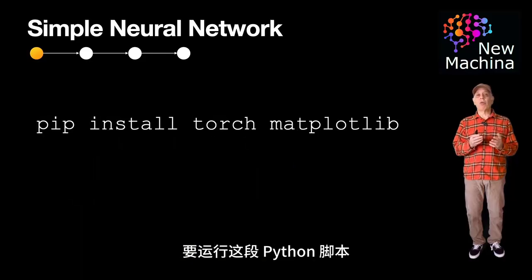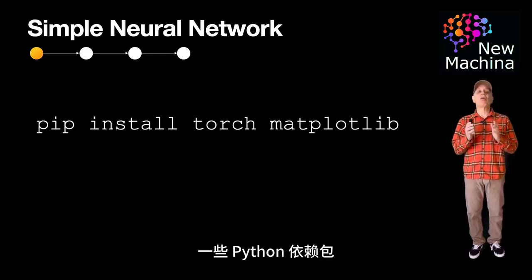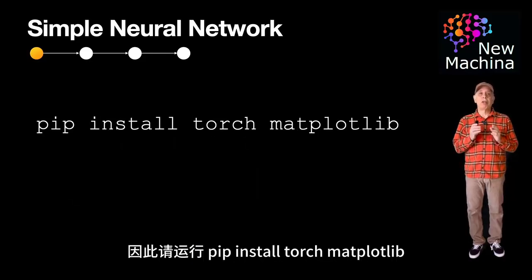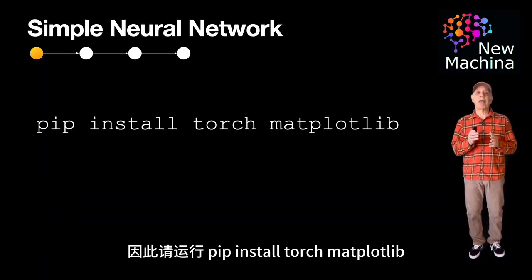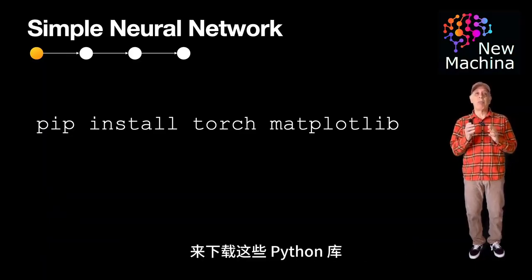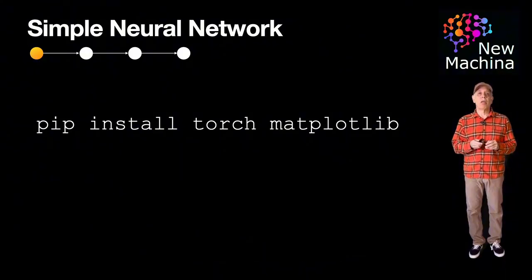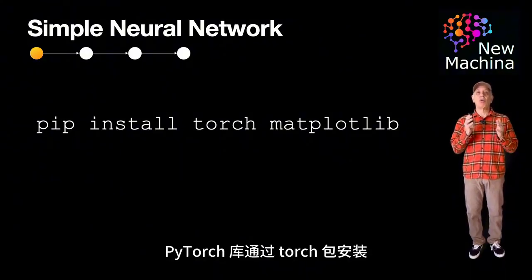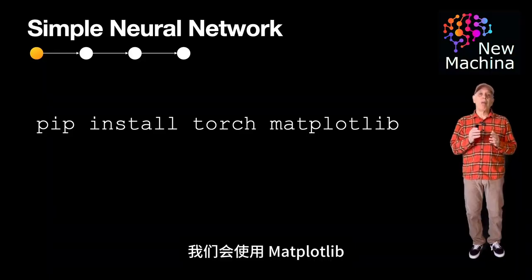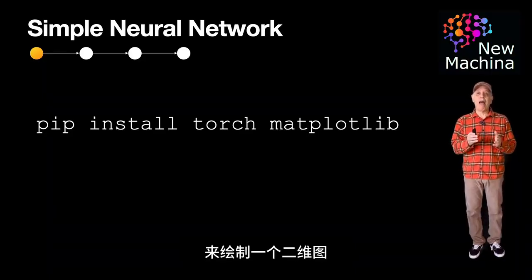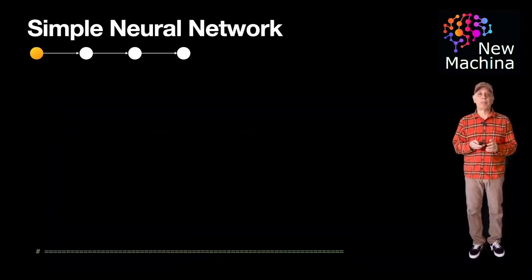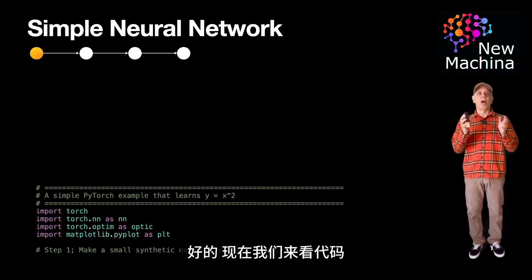To run this Python script, you'll need to make sure to install some Python dependencies. So make sure to run pip install torch matplotlib to download these Python libraries. The PyTorch library is installed with torch. We will use matplotlib to render a two-dimensional graph when running the script. Okay, so now let's look at the code.